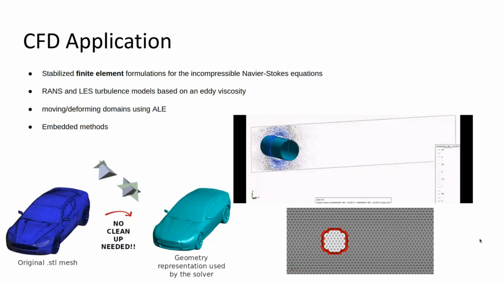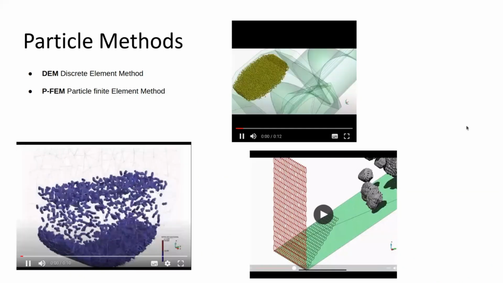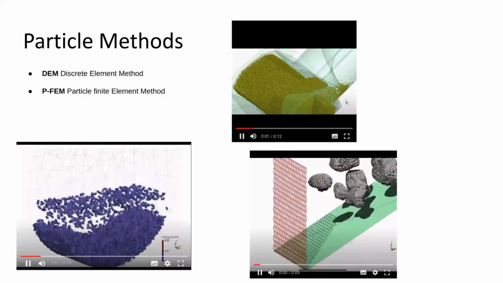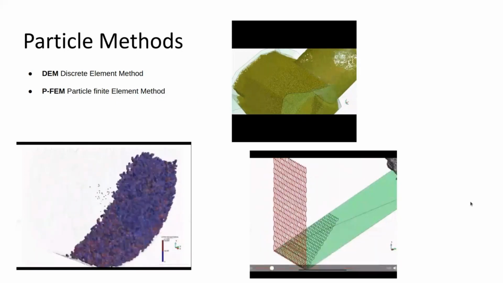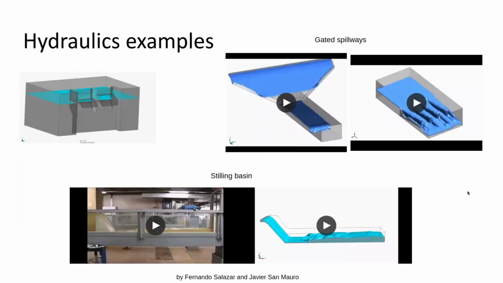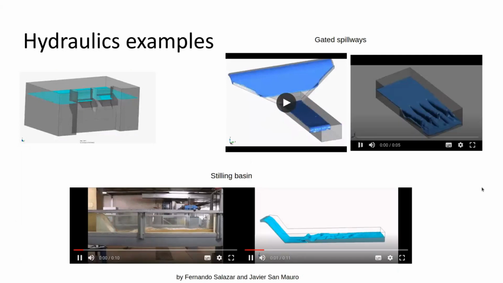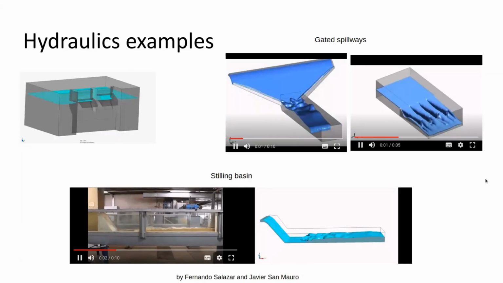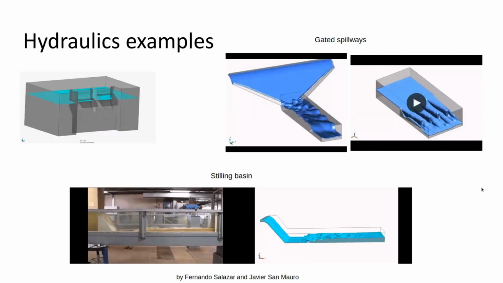Some other examples that I can show are particle methods, and these ones are the discrete element method and the particle finite element method. Here I have some examples of pharmaceutical, some agricultural, some civil engineering applications. And hydraulics examples, for example, these gated spillways and this steel embassing, and the simulations made in Madrid and in the Flumen Institute, also there in Barcelona.